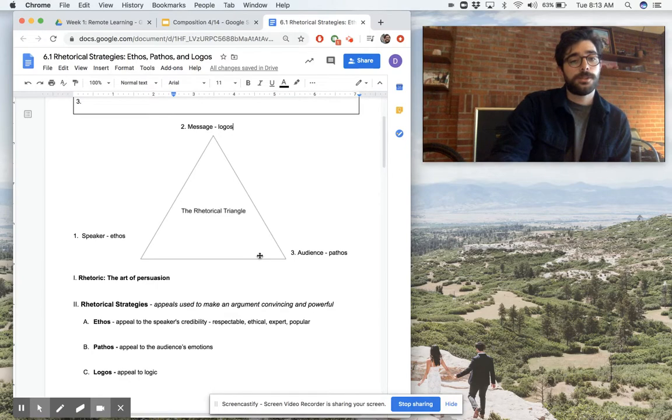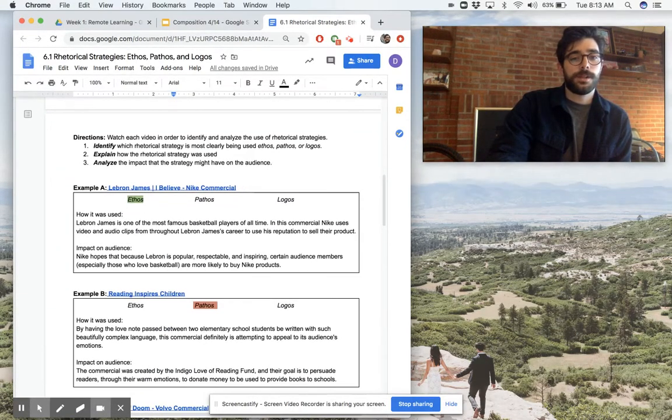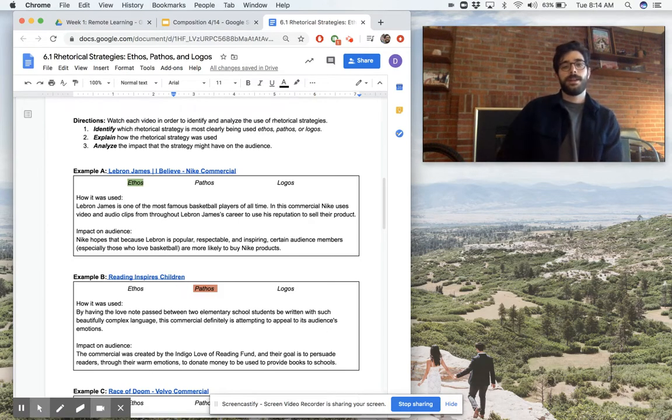So as you scroll to the second page, you see our classwork for today. Today, you're going to watch a series of commercials. In each commercial, you're going to identify and analyze the use of rhetorical strategies. And so first, you're going to identify which rhetorical strategy is most clearly being used. Is it ethos, pathos, or logos?